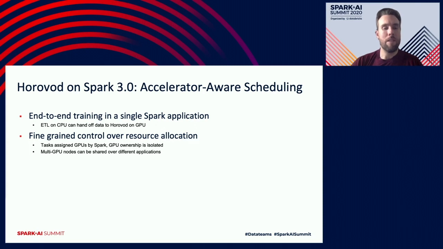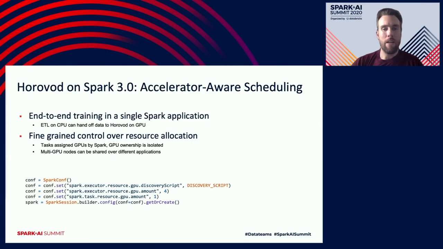Now, the second piece of addressing these performance challenges is Horovod on Spark 3.0 with Accelerator-Aware scheduling. End-to-end training in a single Spark application requires that ETL on CPU hand off data to Horovod running on GPU. Ideally, we want fine-grained control over the resource allocation so that tasks assigned to GPUs by Spark can have the ownership isolated, so that different processes aren't stepping on each other using the same GPU. Multiple GPU nodes can then be shared over different applications.